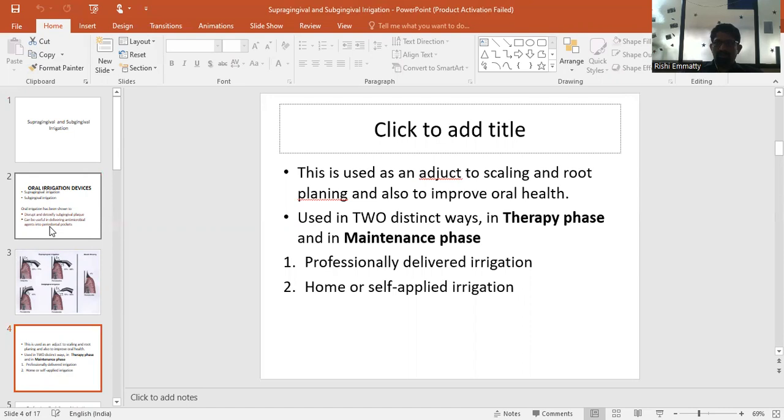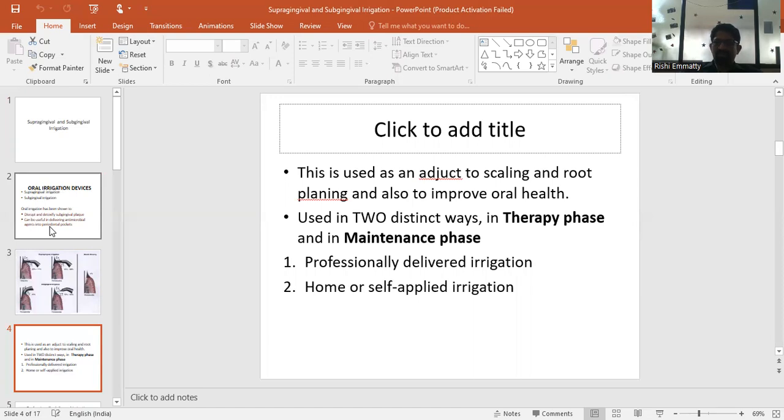There are advantages and disadvantages for both. With professionally delivered irrigation, the dentist checks all the areas and does it thoroughly, and the results are better. But the disadvantage is that the patient can't go to a dentist for professionally delivered irrigation to do the same procedure every day. That is the problem. With home or self-applied irrigation, the main advantage is that the patient can do it by himself or herself at home, with no need to go to a dentist.